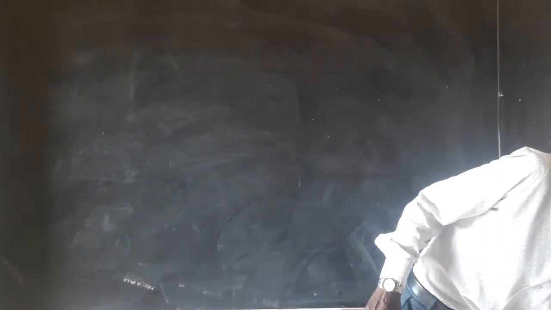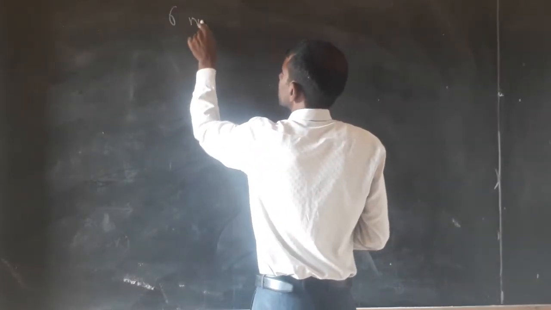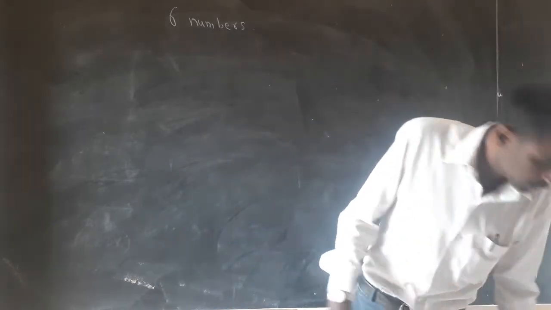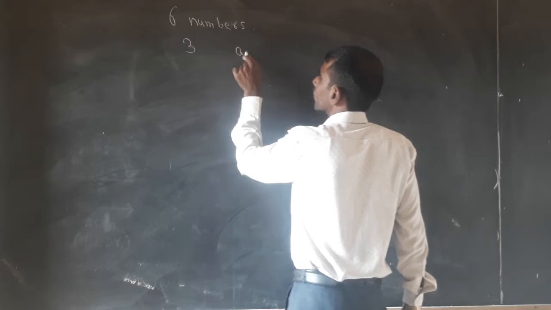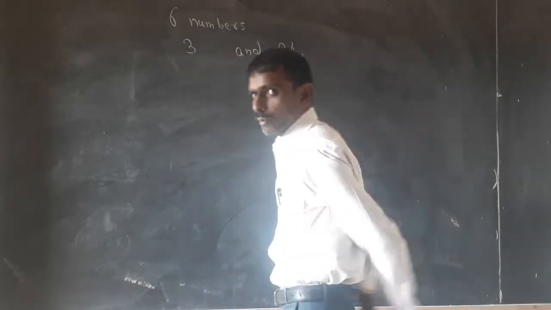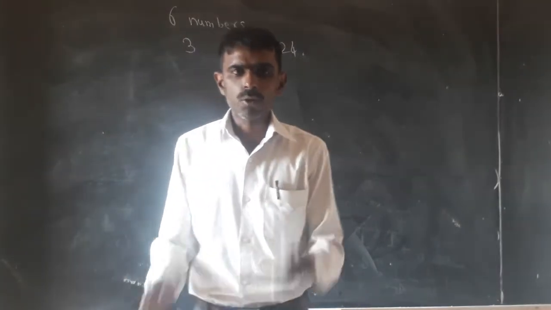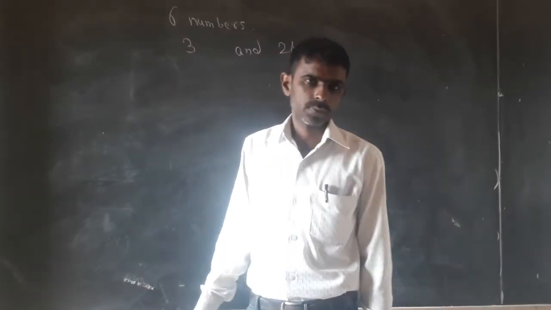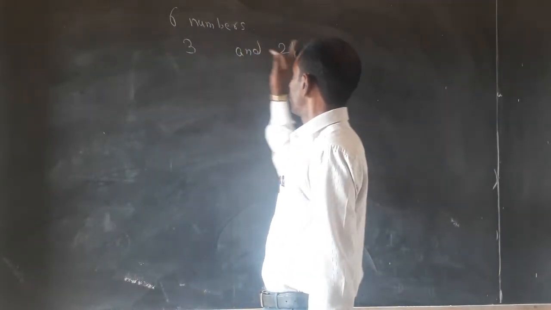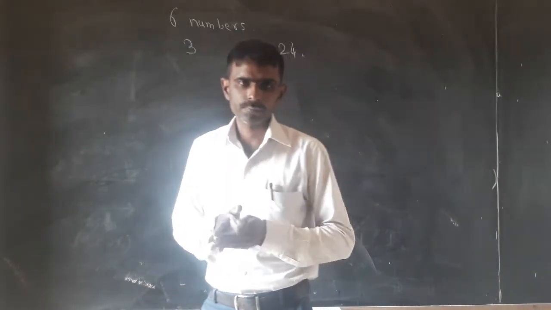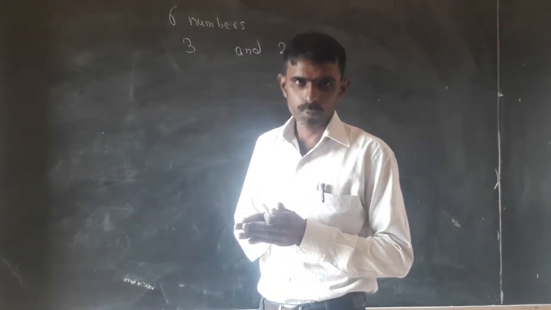So the problem is, insert 6 numbers, or you can say 6 arithmetic means, between the two numbers that they have given, 3 and 24. So between these 3 and 24, I should put these 6 numbers such that from 3 to 24, along with those 6 numbers, they form an arithmetic progression.